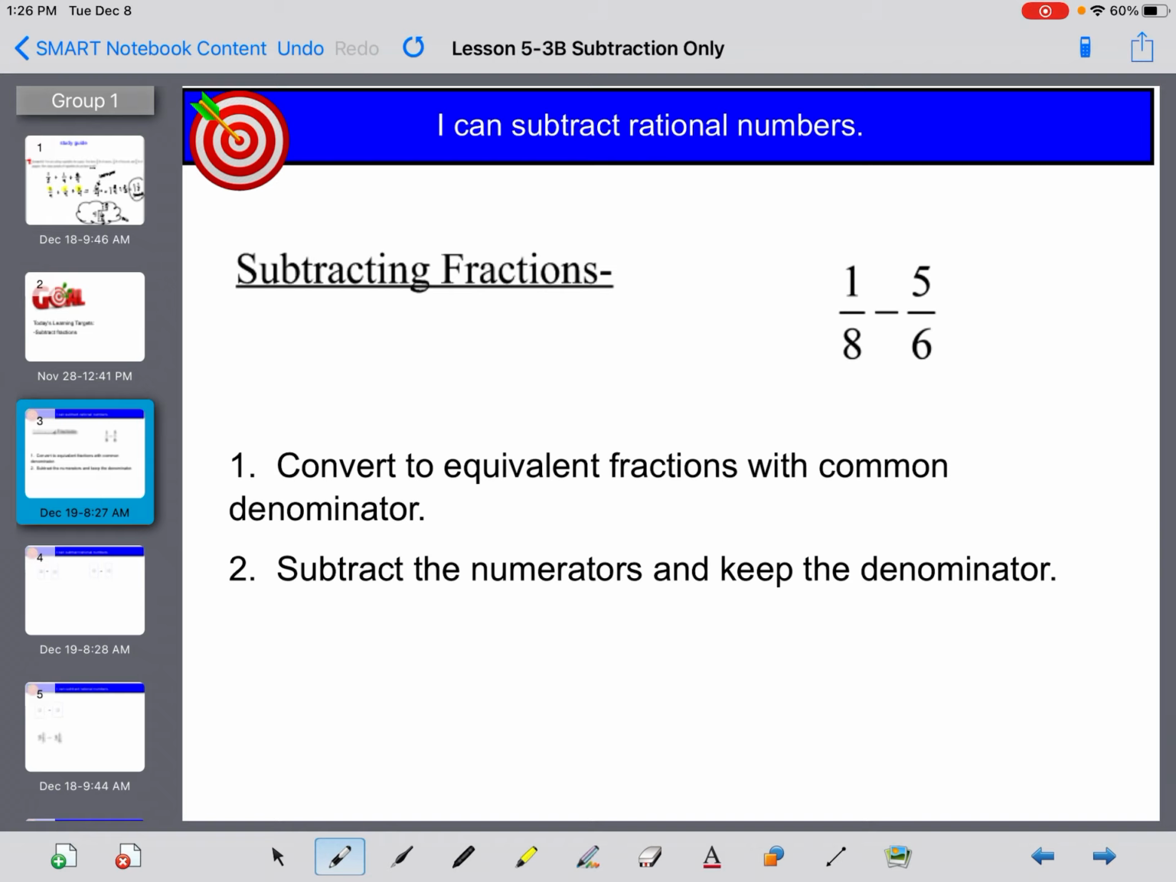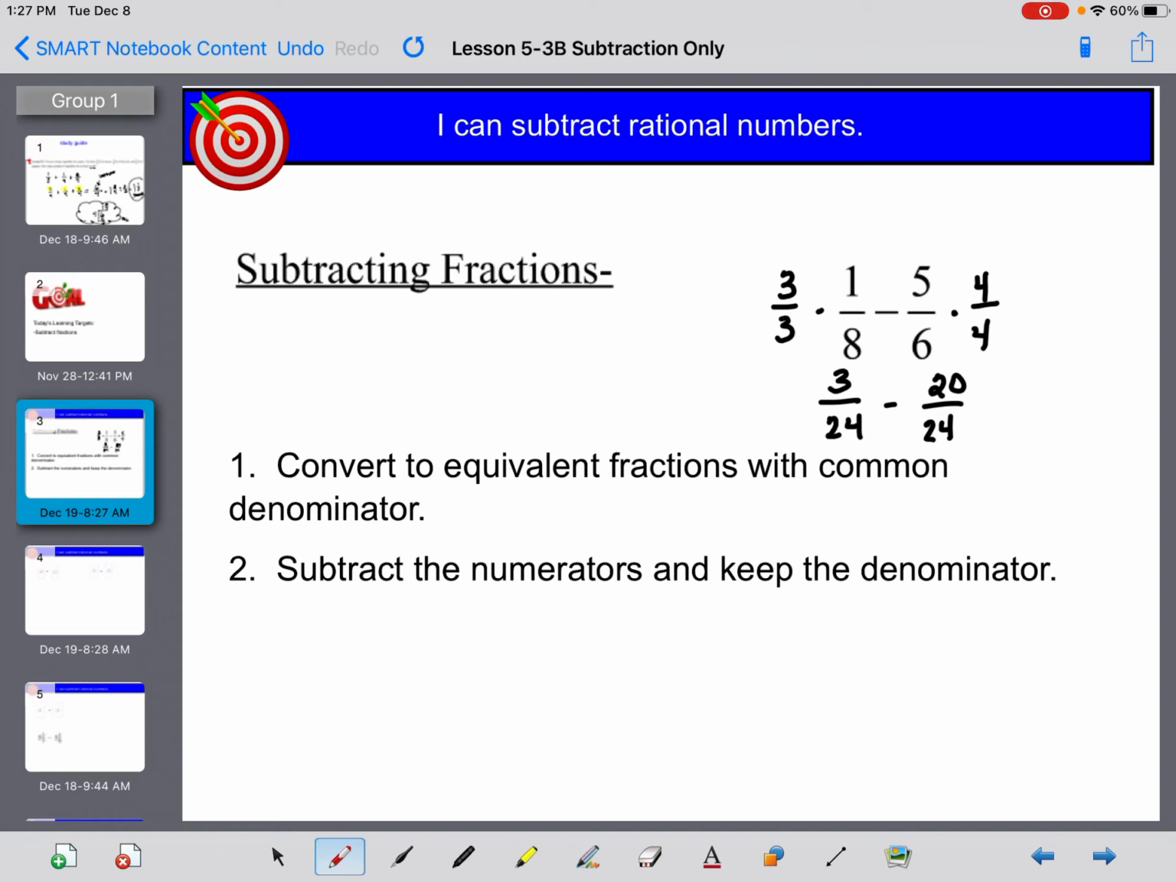In the example shown, I have 1/8 minus 5/6. This is also in your notes. I'm going to find a common denominator, in this case 24. That means I need to multiply the first fraction by 3/3 and the second fraction by 4/4. 8 times 3 gave me 24. 3 times 1 is 3. 5 times 4 is 20, 20/24. So this is where I'm talking about 3/24 minus 20/24.